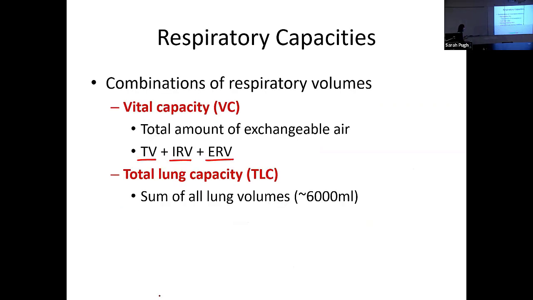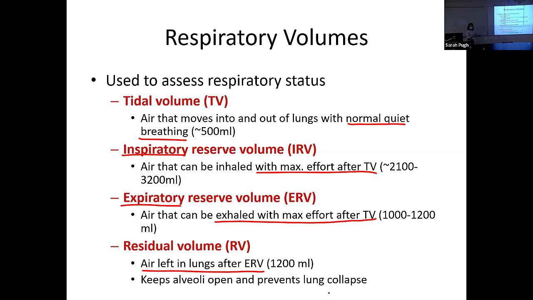Okay, and typically, total lung capacity is somewhere around 6,000. Now, remember, in terms of this residual volume, I didn't mention this, residual volume is around 1,000 for females, and it's around 1,500 for males. So this number here, 1,200 mils for residual volume, that's just sort of an average.